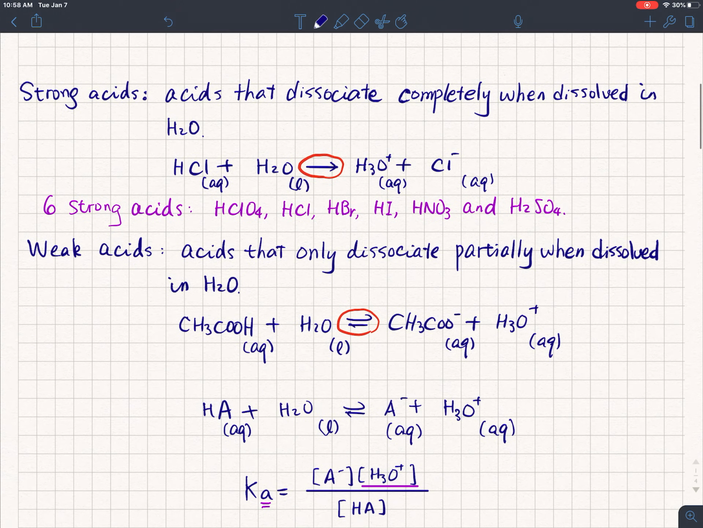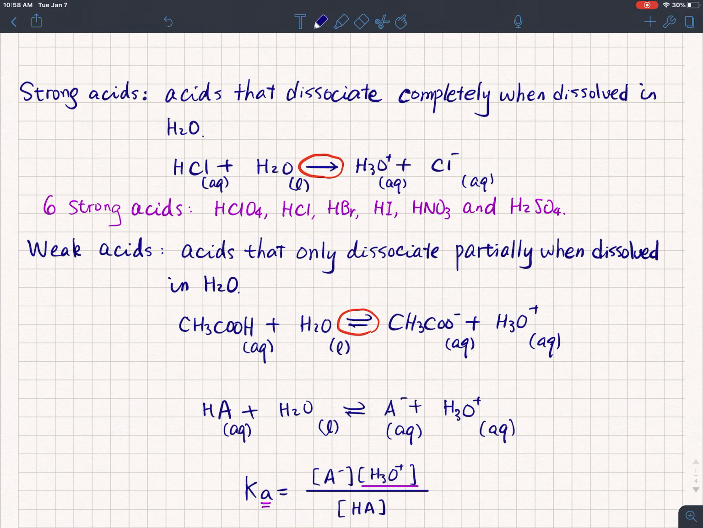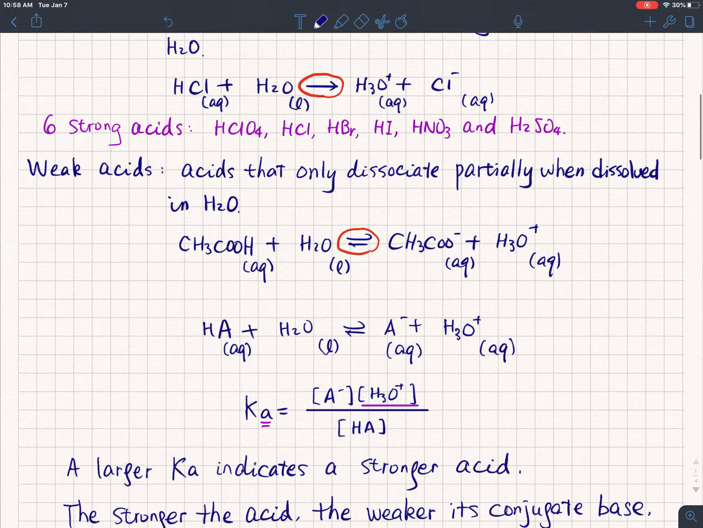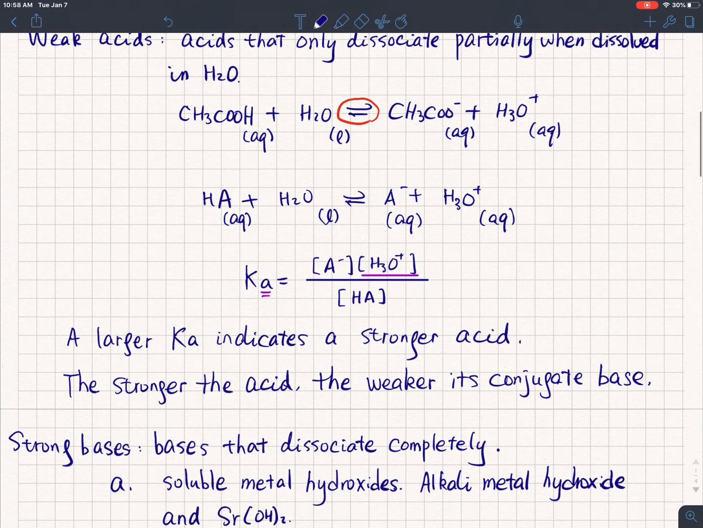And the weak acid, on the other hand, doesn't behave like the strong acid. Weak acids only dissociate partially when they dissolve in water, which means only a small fraction of it dissociates into its conjugate base and the hydronium ion. As a result, this is an equilibrium situation. Because it's an equilibrium, we can write out the expression for its Keq. Because in this case it's an acid, the particular Keq is called Ka.